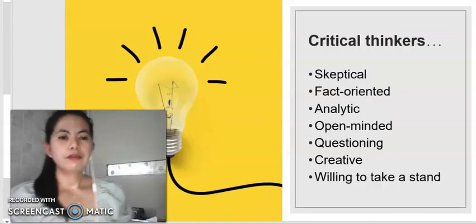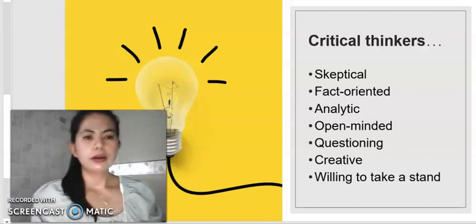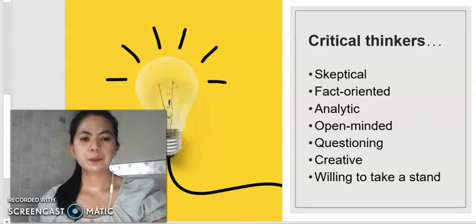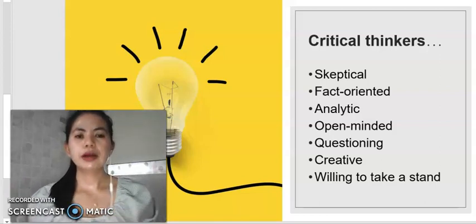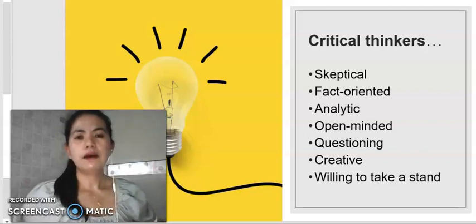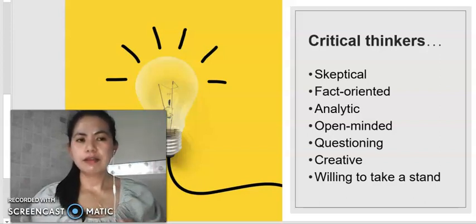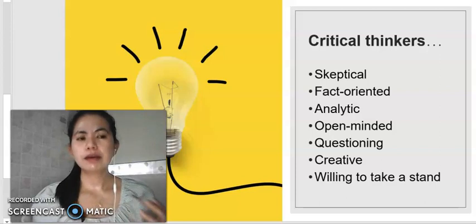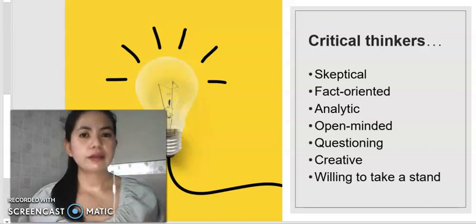Critical thinkers. These are the characteristics of a critical thinker. A critical thinker is skeptical, meaning they are not easily convinced and have doubts or reservations, like just because it is in print doesn't mean it is right.